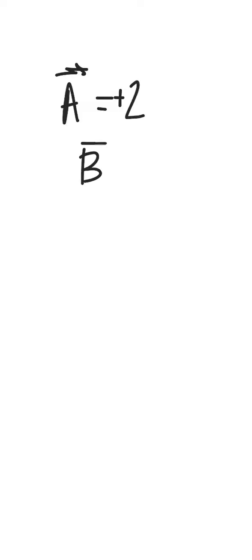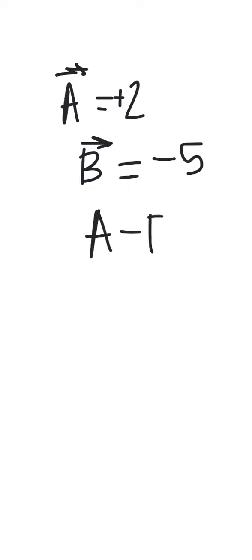The question number 2 on test 1 part 2 says that a vector A has a length of 2 units and is directed to the north. So positive. And then we have that a vector B is equal to -5. It's directed 5 units to the south. And we're asked to find A minus B.